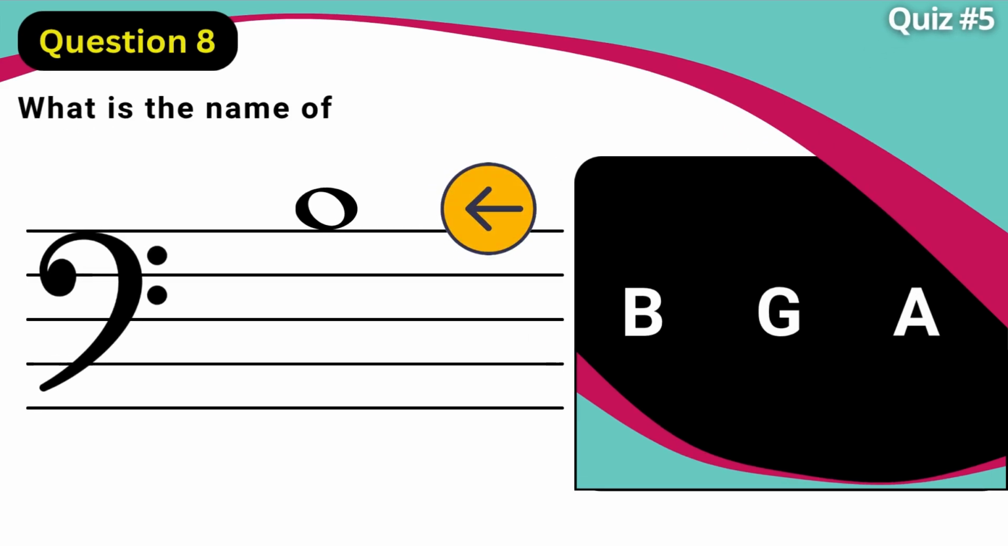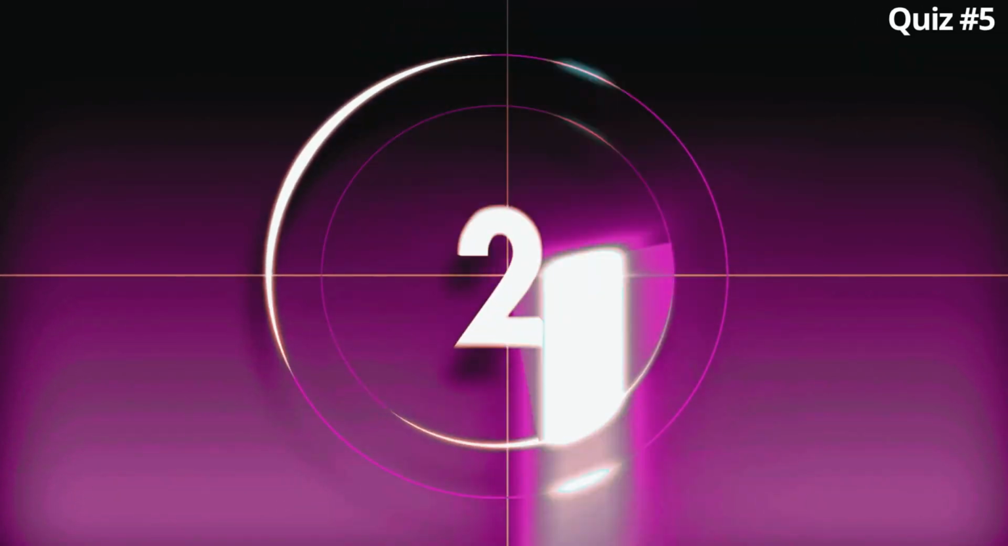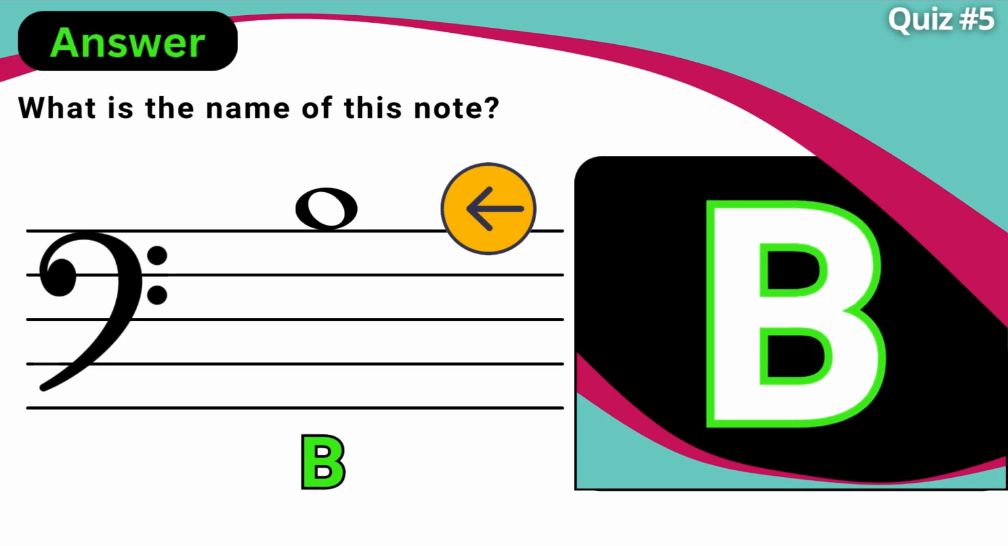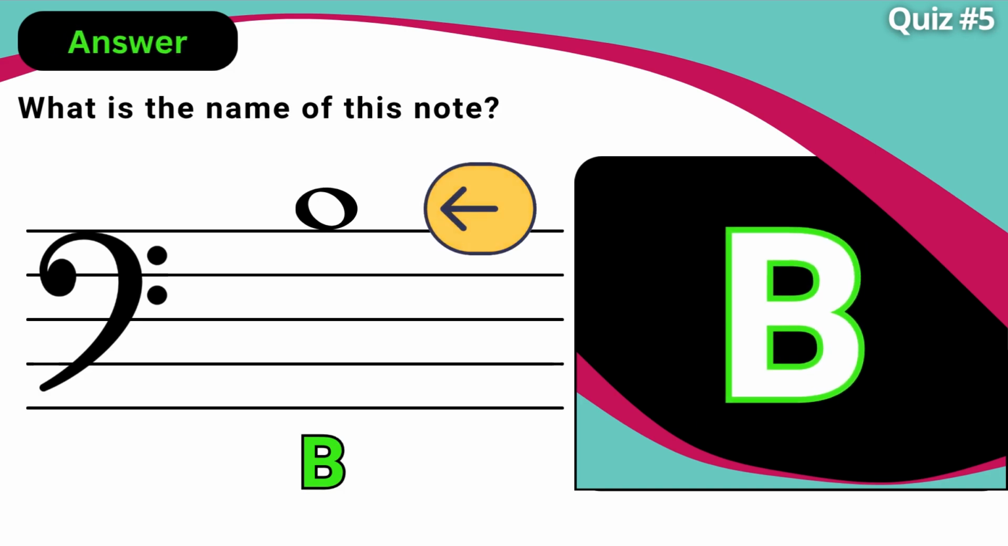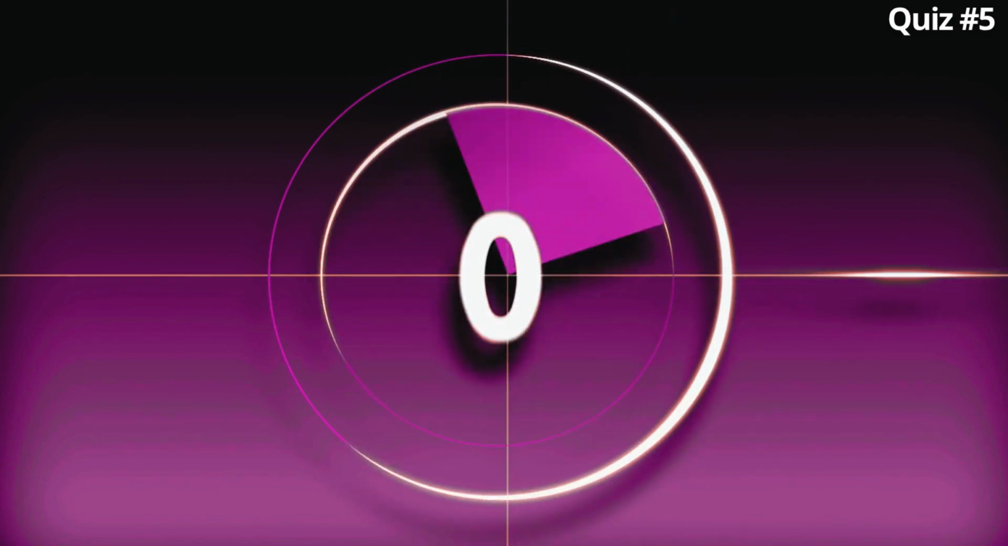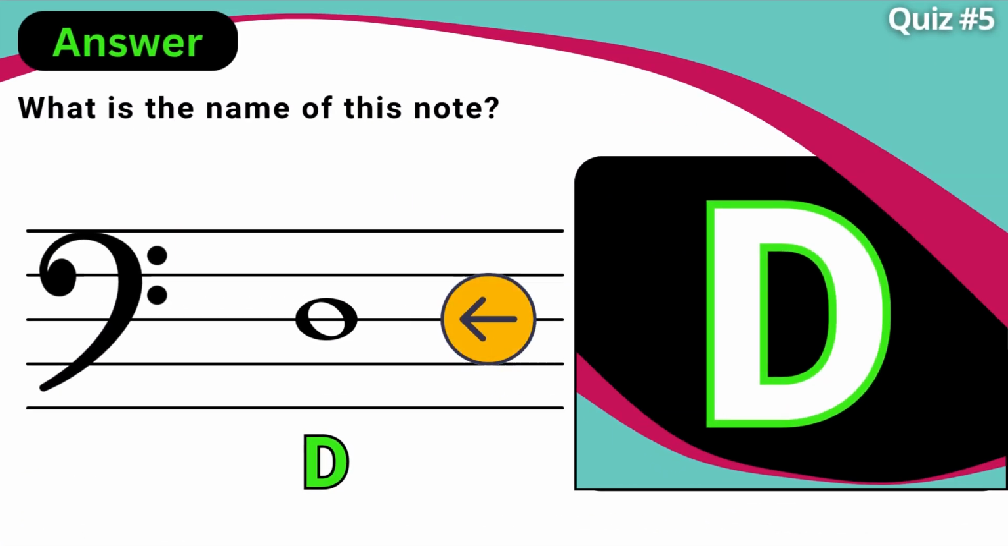Question 8. What is the name of this note? B, G, or A? And the answer is B. Question 9. What is the name of this note? B, E, or D? And the answer is D.